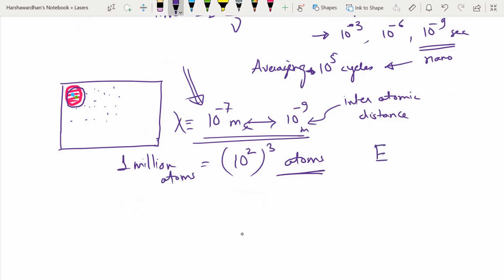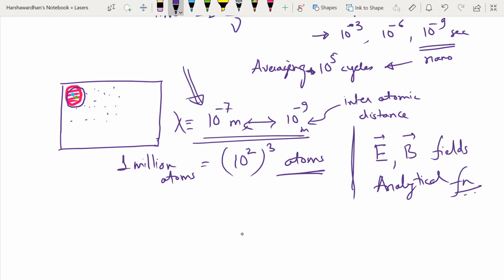The effect of this is that my E and B fields, mathematically, become analytical functions, smoothly varying analytical functions. On one hand you had extremely randomly varying fields, but because of this notion of averaging, what one gets is fields which are nicely smoothly varying functions of space and time.